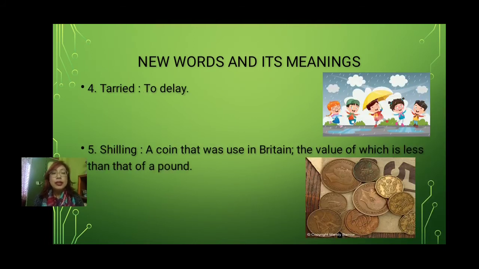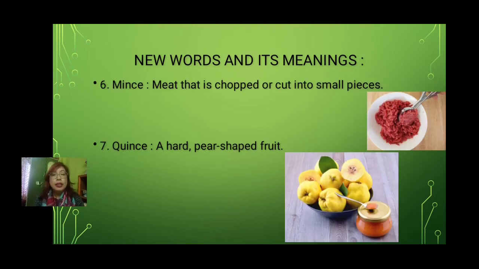The next is tarried. To tarry means to delay something. Shilling, a coin that was used in Britain, the value of which is less than that of a pound. You can see it in the picture. So these are coins which were used in Britain and their value is lesser than that of a pound. Mince means meat that is chopped or cut into small pieces. And what is the meaning of quince? It's a hard pear shaped fruit. You can see that in the picture.